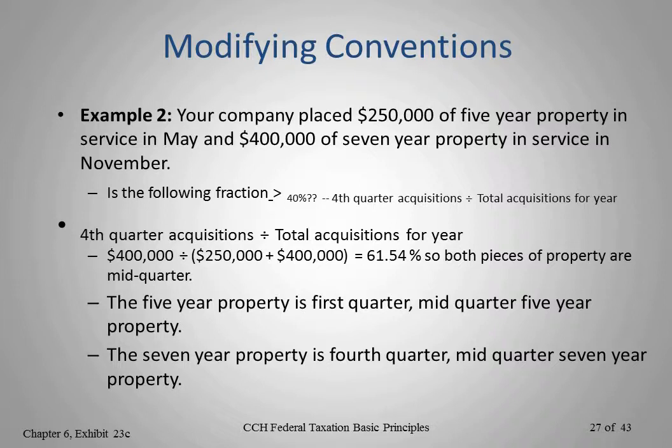And we will go over this again in class. But remember that it is possible to have 8 different classifications here, right? Because you have 5-year property purchased in the first quarter, second quarter, third quarter, and fourth quarter. It's possible to have 7-year property placed in service in each of those individual quarters. If the total acquisitions in the fourth quarter are greater than 40%, then you have to sort everybody out by their quarter, right? There's no lumping together the way there is with half-year property.